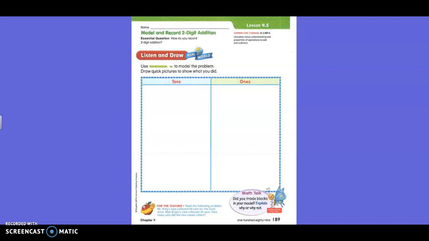Boys and girls, today we are going to draw a quick picture and record two-digit addition using the standard algorithms. We're going to stack and add again today. Okay, listen to this story.